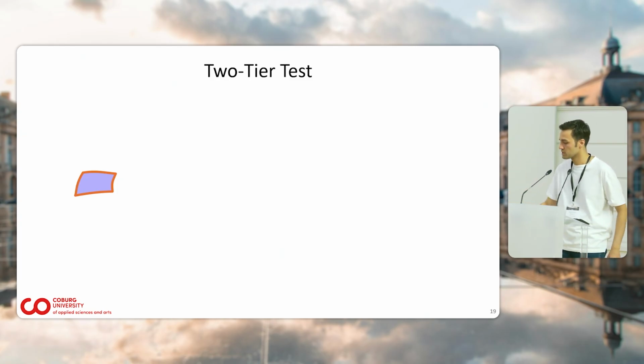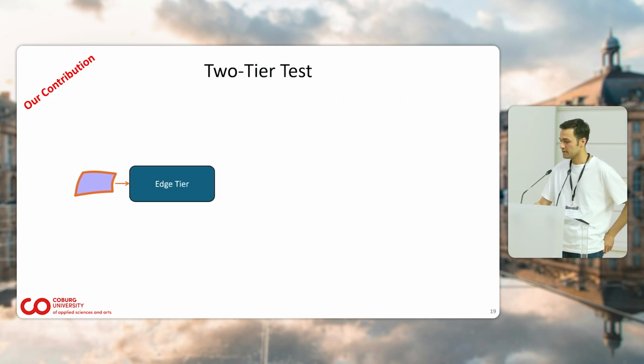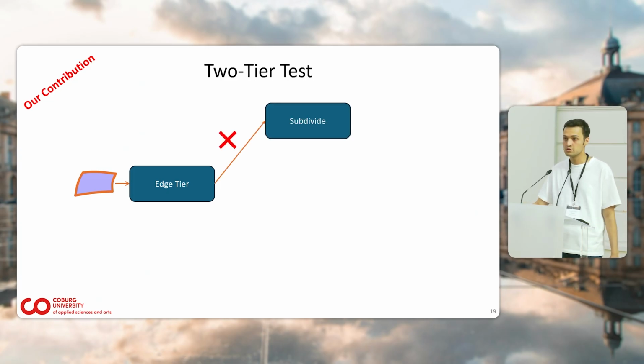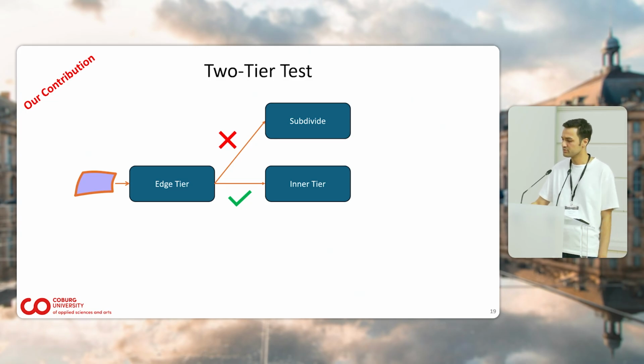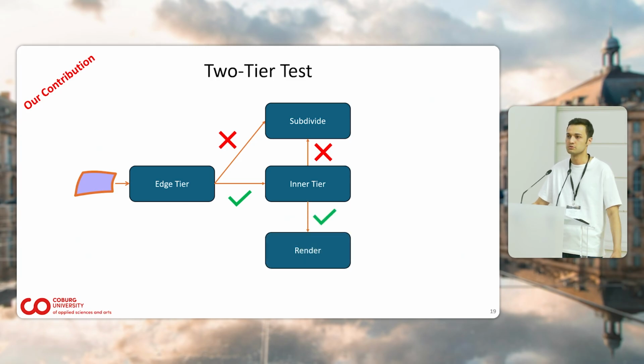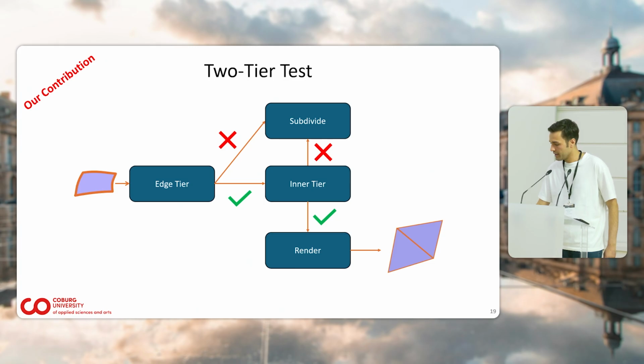We answered this question as part of our contribution. We came up with a two-tier test. First, we have an HDR test. If our surface does not pass the HDR test, we proceed with the subdivision. If it passes the HDR test, we proceed with the inner tier. The very same thing applies to the inner tier. If we do not pass that, we have to subdivide. And if we pass it this time, we can proceed with rendering and render the surface with two triangles.